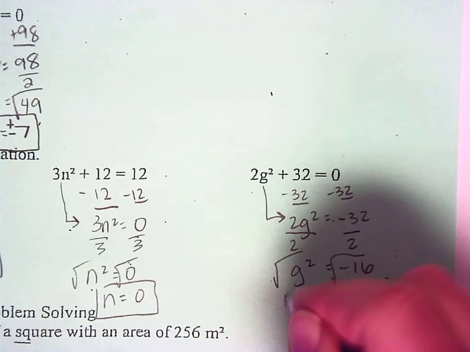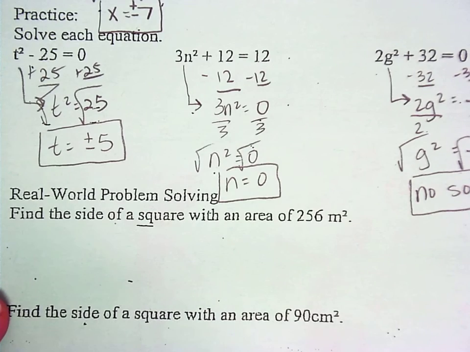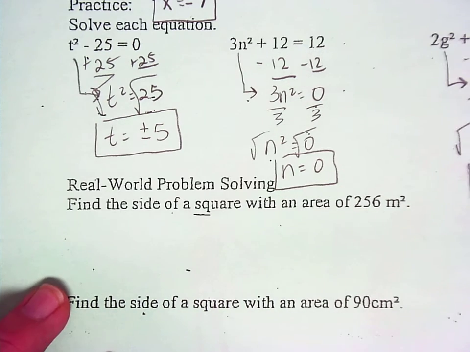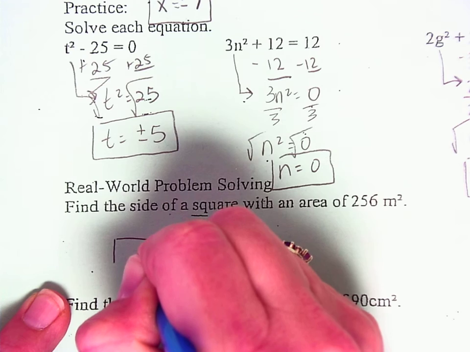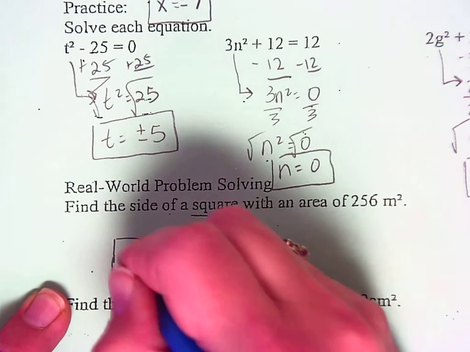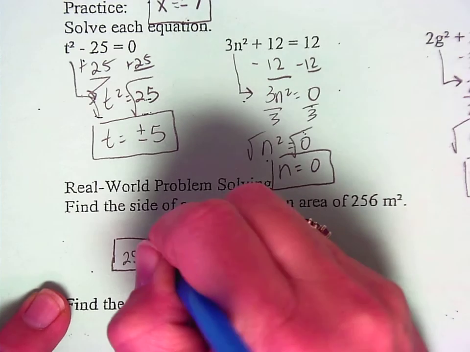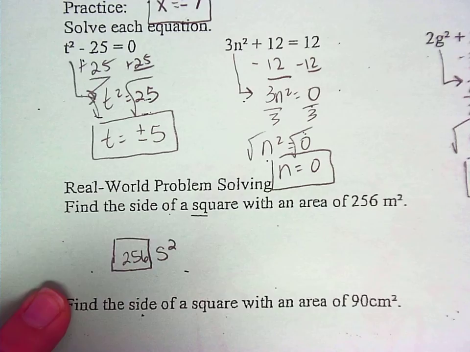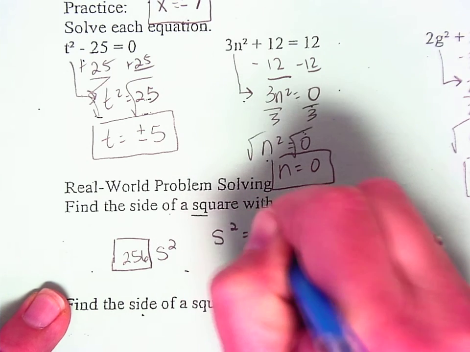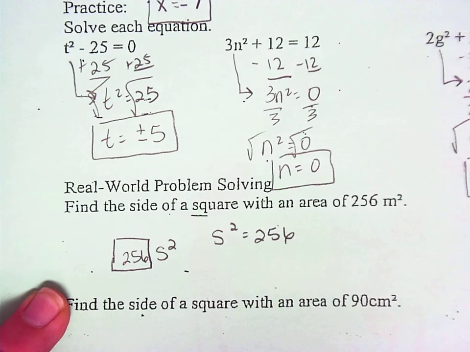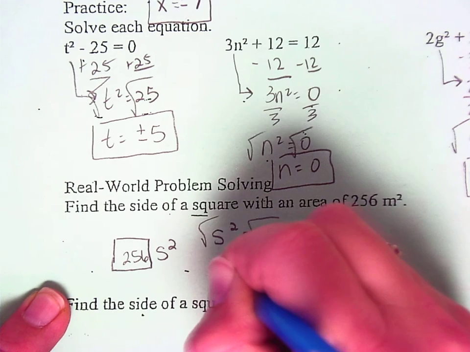Okay, now on to the real world problem solving. Find the side of a square with an area of 256 meters squared. So to solve this, we know the area of the square is 256. I know to find the area of a square, I'm going to go side squared. Side times side is 256. So if I go side squared equals 256, right? Once again, square root, you get that your answer is 16.